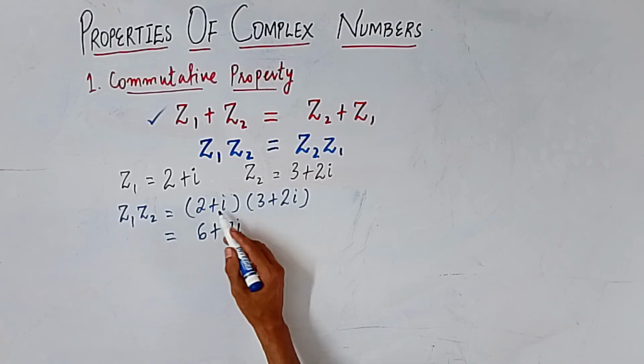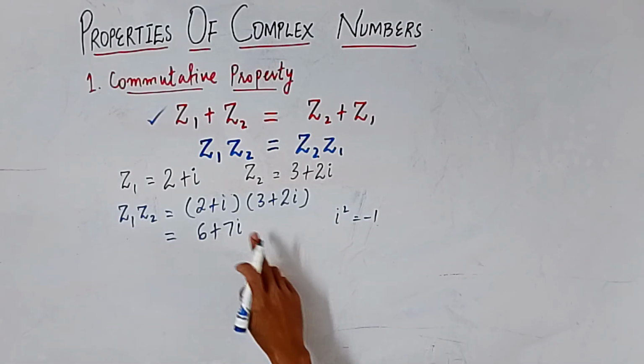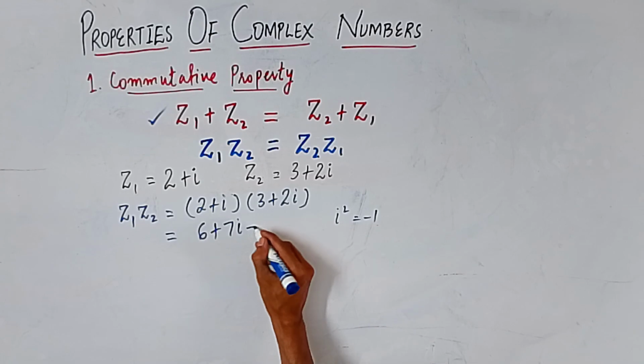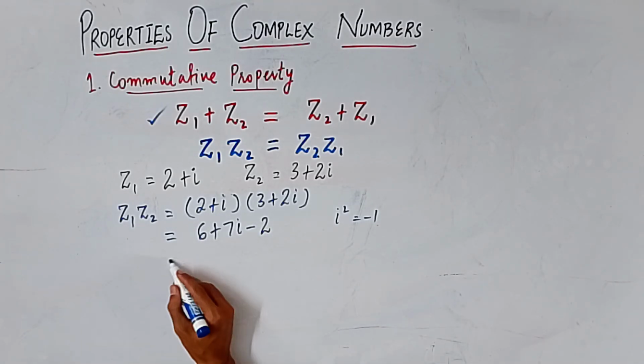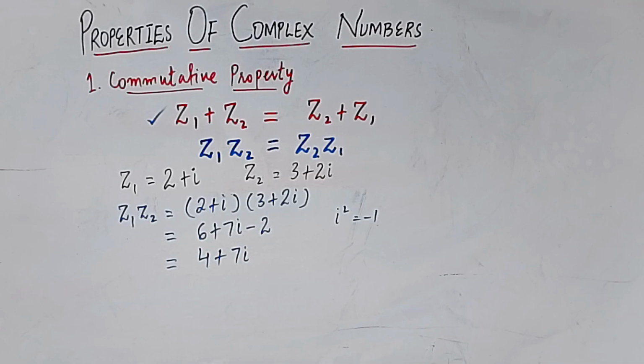But when you multiply iota with iota, you know that iota square is equal to minus 1. So you will get 2 iota square, and with iota square as minus 1, you will get minus 2. Now 6 minus 2 is 4. So you will get 4 plus 7 iota. This is the answer of z1 z2.